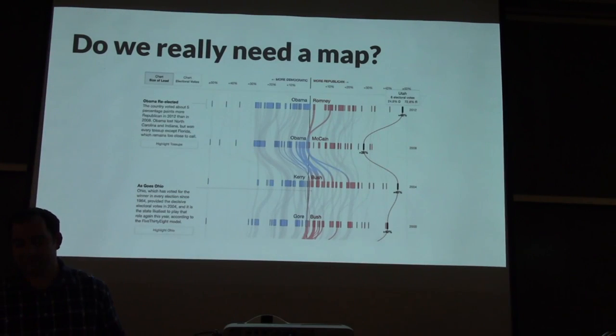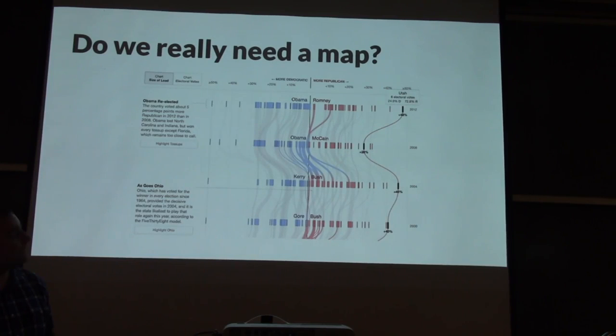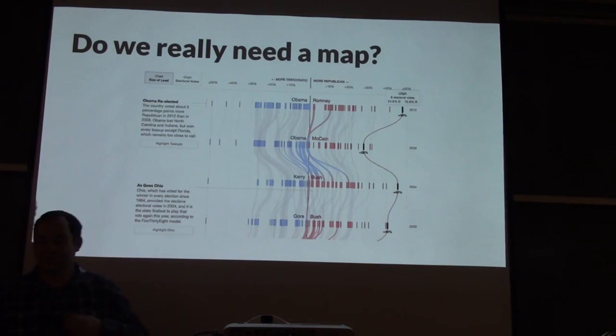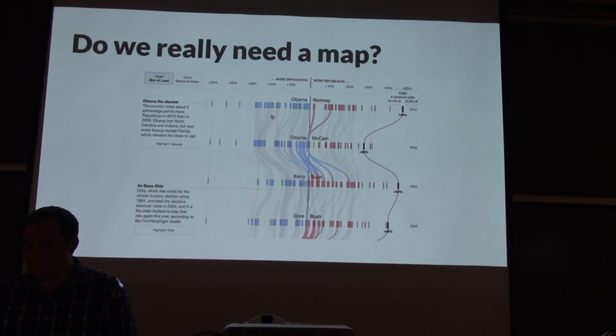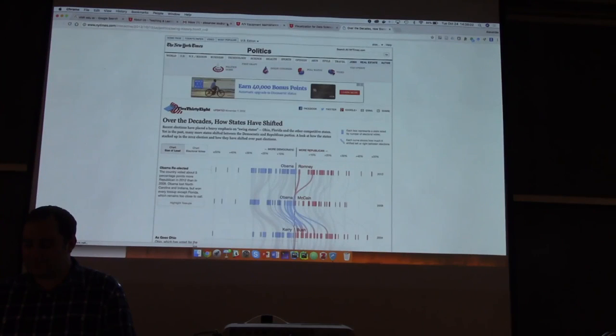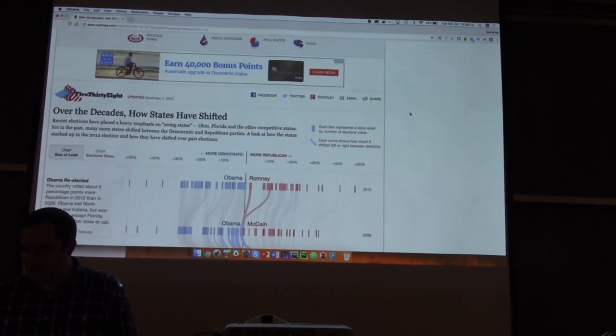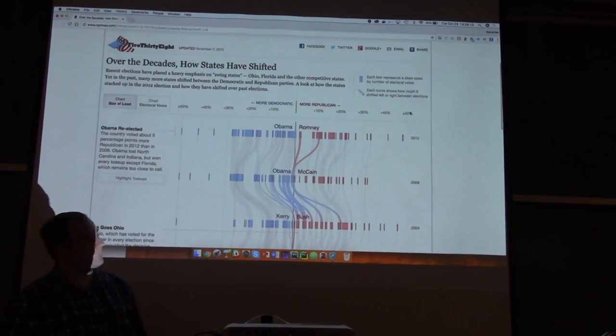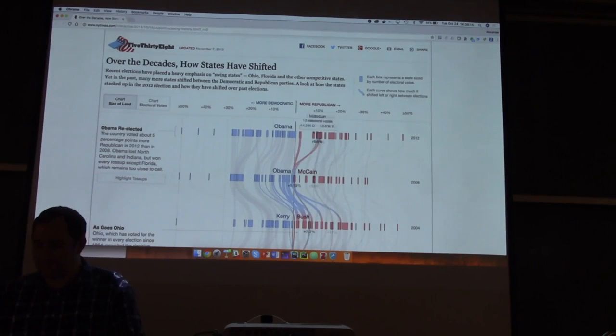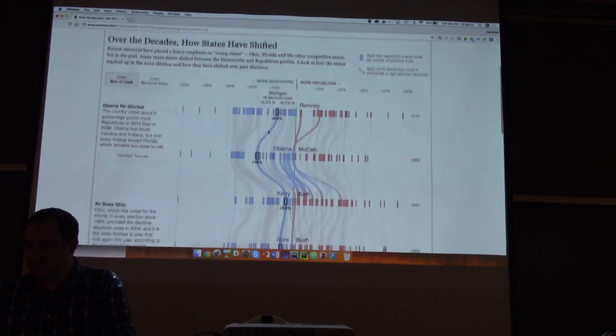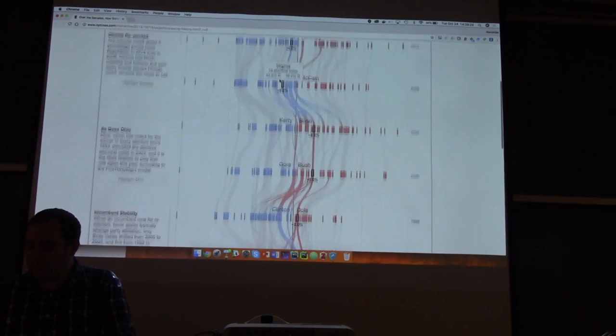Okay, so here is a good example of a data set. This is a visualization that I like a lot about the shift of the political climate in the United States over many years. So what we have here is a data visualization of how states have swung from left to right. This goes up to the 2008 election. So we have Obama and Romney, and then we can go down here and see exactly how the states shifted.